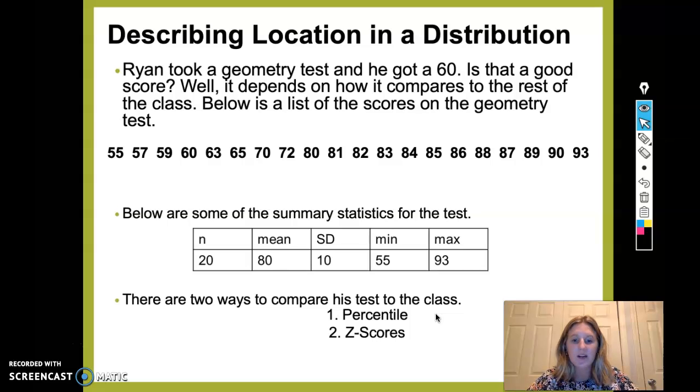The purpose of this video is to talk about two things. There are two ways to compare his test to the class, or describe his location in the distribution. Ryan here got a 60. The way we talk about his score and compare it to the other scores is we use something called percentiles and Z-scores. So the two things we're talking about today are percentiles, number one, and Z-scores.